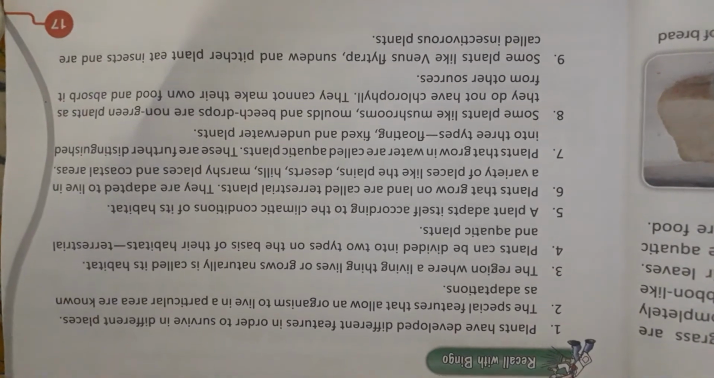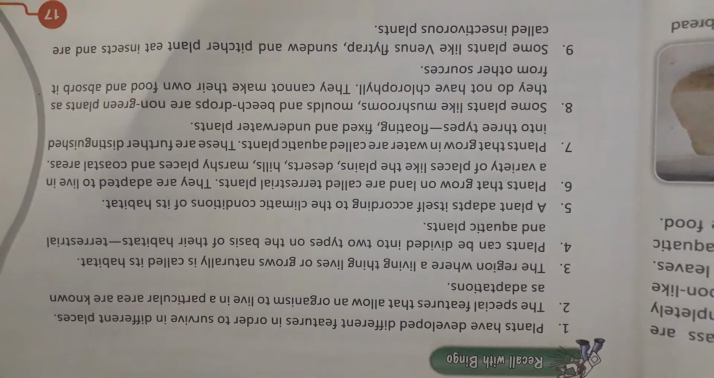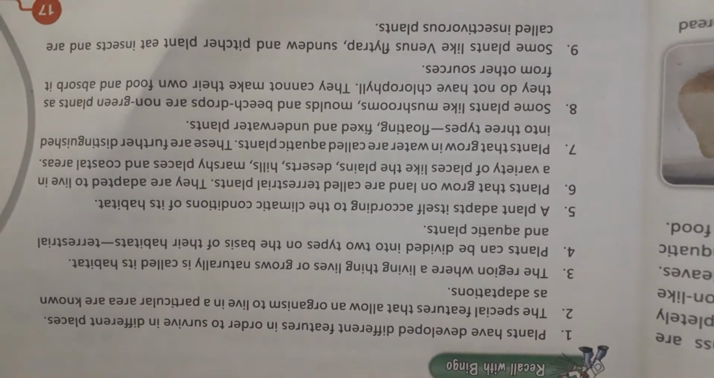So students, let's recall the chapter. First point, plants have developed different features in order to survive in different places, as we all know. Second point, the special features that allow an organism to live in a particular area are known as adaptation. Third point, the place where a living thing lives and grows naturally is called its habitat. Like where you live is your habitat.